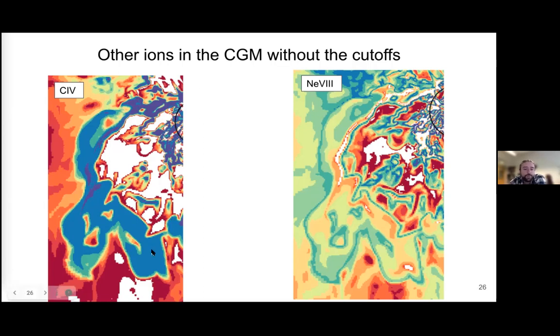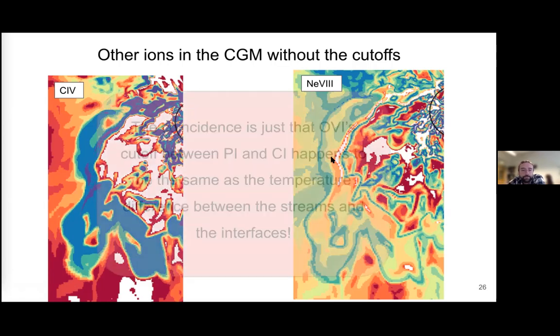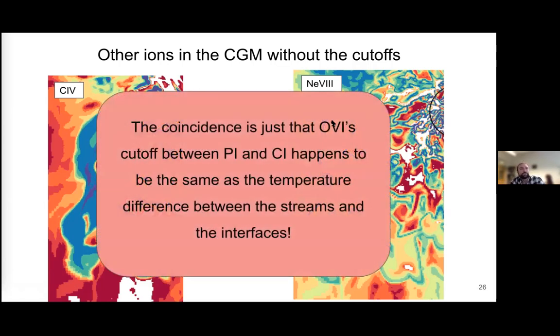So these interface layers do show up in other ions, even when you don't apply any special cutoffs. There is a coincidence here, but the coincidence is just that oxygen 6's cutoff between photo and collisional ionization happens to be the same as the temperature difference between the streams and the interfaces. So that might not happen in the real universe. If the phases of these inflowing streams and the outflowing bulk are slightly different, then oxygen 6 might not even be the ion to detect this difference, right?